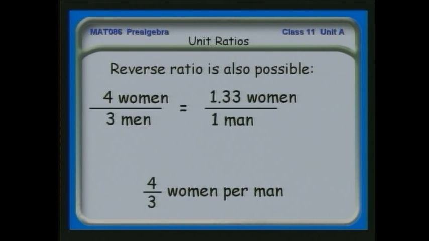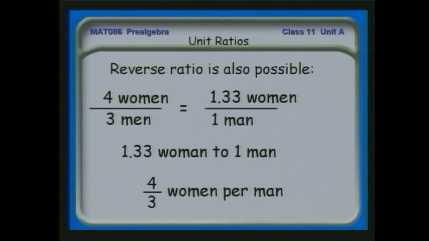And again, you can express this as 4/3 of a woman per man. You could say it that way, or 1.33 women per man. Either way works fine. Typically, when you do a unit ratio, you change one of the numbers to a decimal. And so the more standard way of expressing the unit ratio would be there's 1.33 women to every man in this particular case.